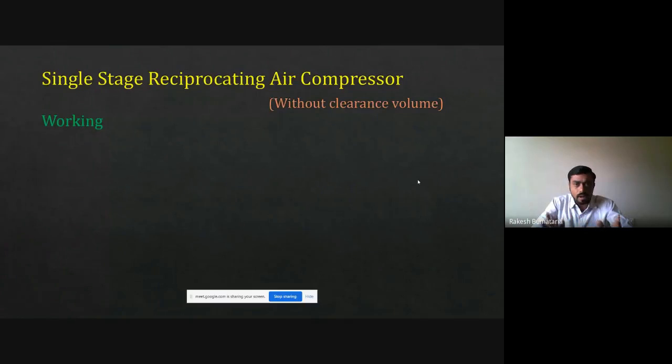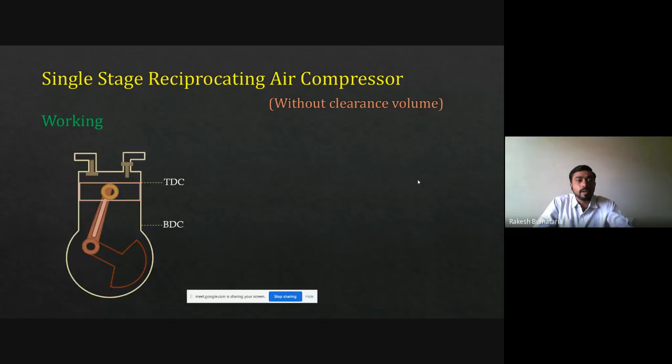For simplicity and understanding of the working, we assume that there isn't any clearance volume. Ideally, there isn't any clearance volume in the compressor, so we will discuss a compressor without clearance volume. Let's take this schematic diagram, which we have already done from the construction point of view. Let's start the working. Before that, let's put the PV diagram together so that the internal mechanism will be more understandable. We will plot this PV diagram along with the working.